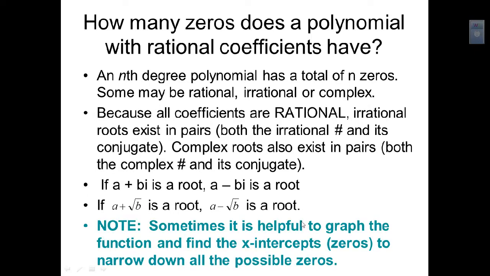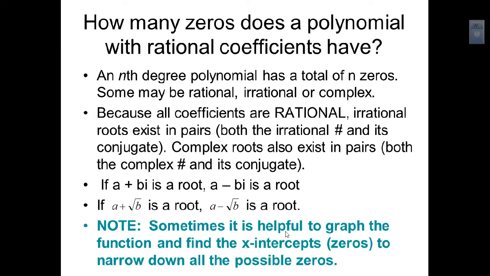All right, now sometimes it's going to be helpful, especially for the ones that have really high degrees, to graph the function and then find the x-intercepts, which are the zeros, to narrow down all the possible zeros. If you've got a PRZ that you find and you have 24 possible zeros, guys, I'm not going to ask you to do that by hand. I'm going to either give you a graph or I'll let you have a calculator to be able to graph it. You're looking for where it crosses the x-axis.